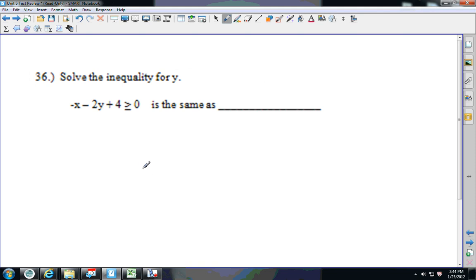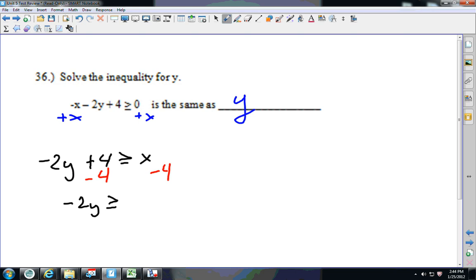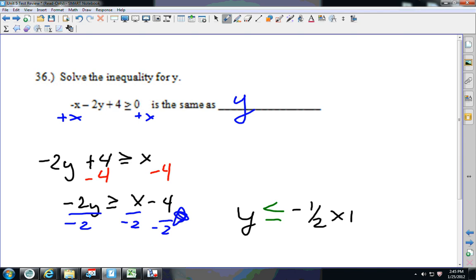Number 35. Solve the inequality for y. And then it says it's the same as. So we're going to write this so it's y equals. So we're going to add x to each side. I get negative 2y plus 4 greater than or equal to x. I'm going to subtract 4 from each side. Negative 2y greater than or equal to x minus 4. Divide by negative 2. I'm dividing by a negative. Flip the sign. I get y is less than or equal to negative 1/2 x plus 2.